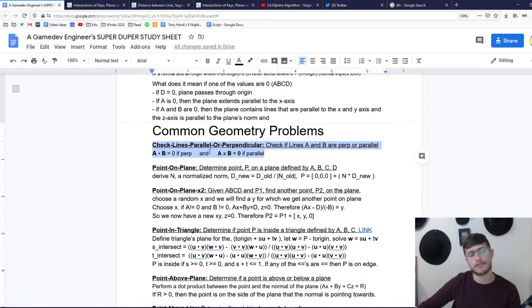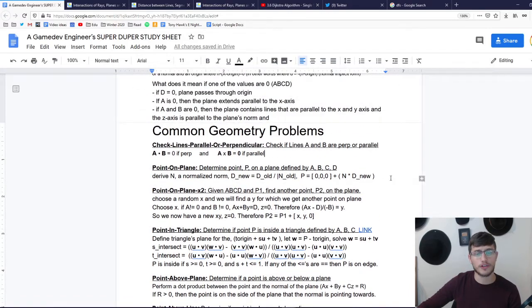So this one they're definitely going to ask you, right? How do you check if lines are parallel? How do you check if they're perpendicular? Well, to check if they're perpendicular, very simple, right? Just take the dot product. If it's 0, perpendicular. Boom. How do you check if they're parallel? Well, one way you could do it is you could check if the cross product is equal to the 0 vector. In that case, they're parallel.